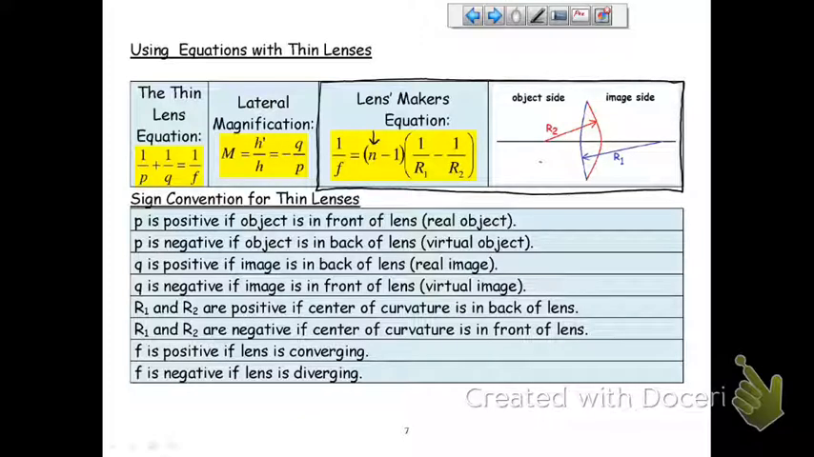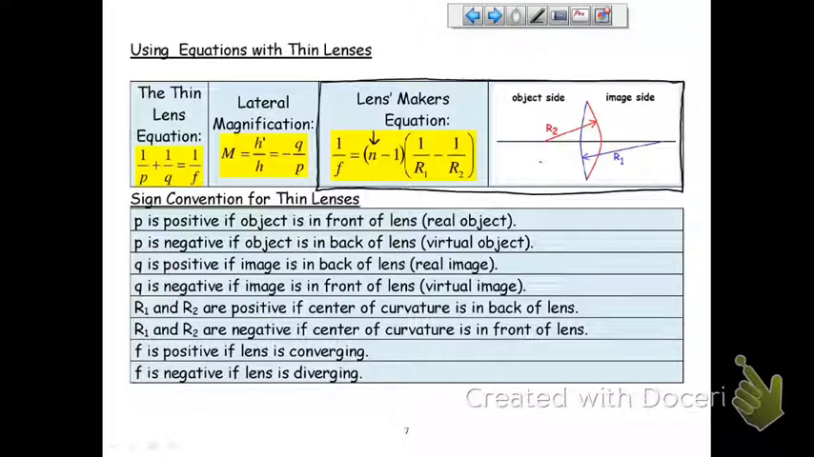You use the lens maker's equation. If you want to know the focal length of your lens, well, 1 over the focal length equals the refractive index minus 1, multiplied by 1 over the radius of curvature for the first surface minus 1 over the radius of curvature for the second surface.